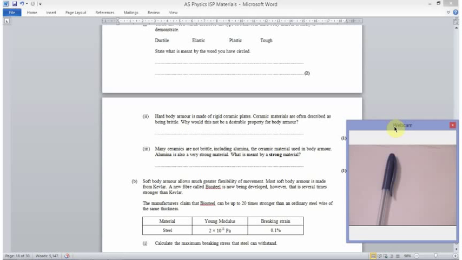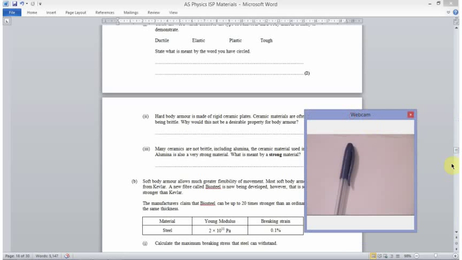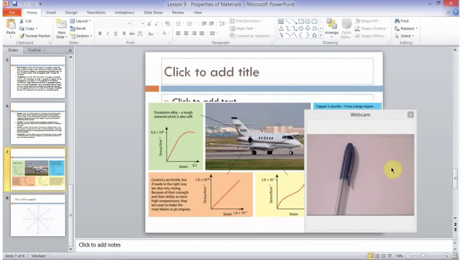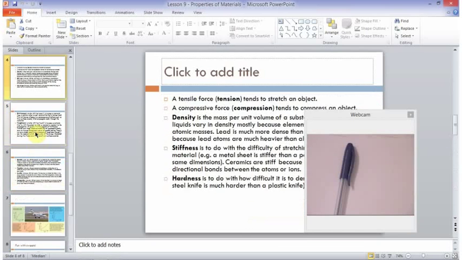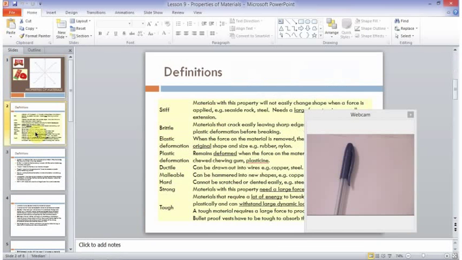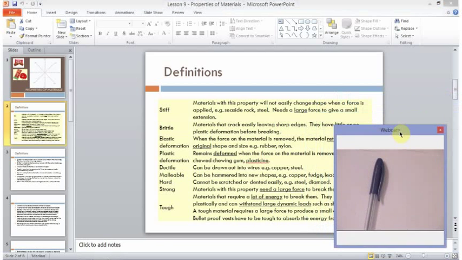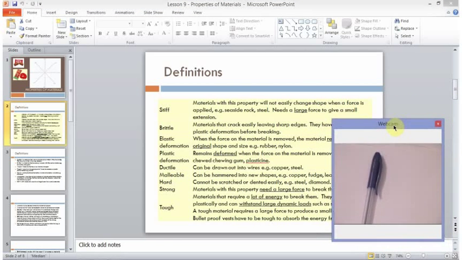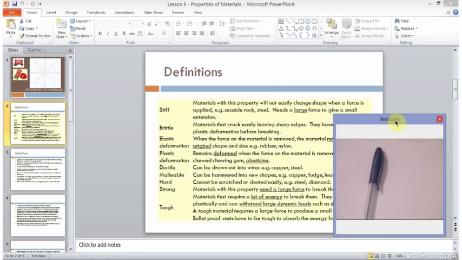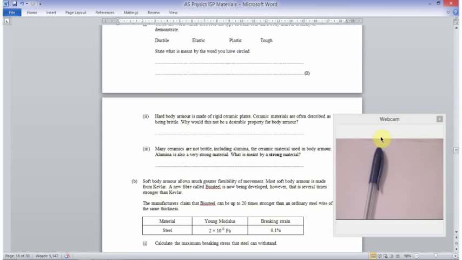Aluminium is a very strong material. What is meant by strong material? Again, the idea of strength before is to do with, if I bring up the slide, you can see a really good definition of strength. If it's strong, it's materials that need a large force to break them, or require lots of energy to break them. They deform plastically, withstand large dynamic loads.